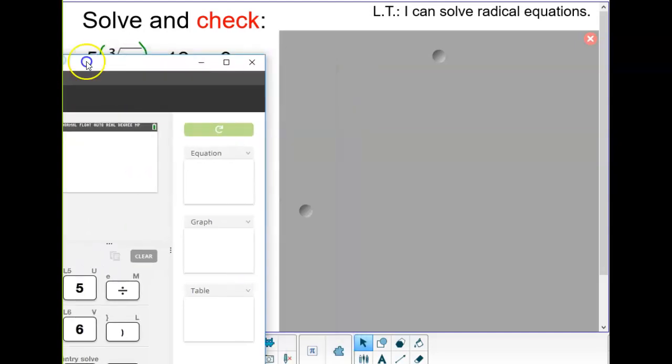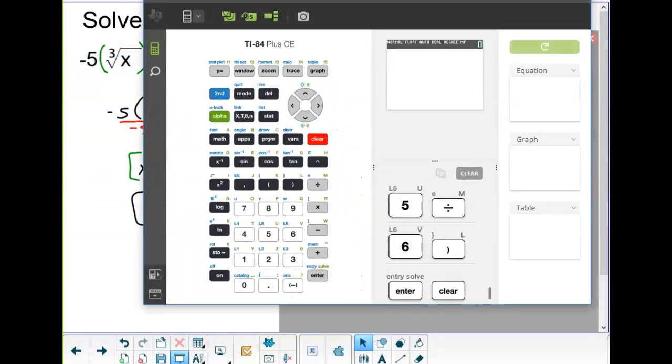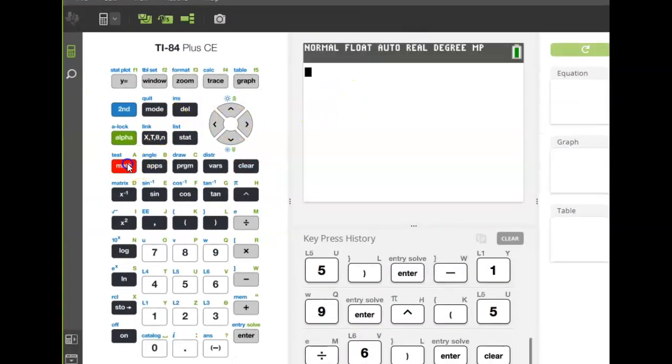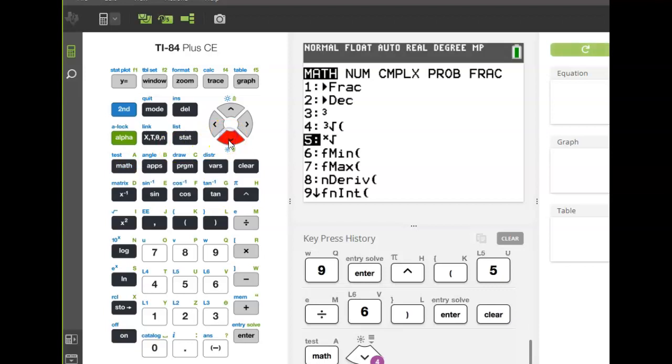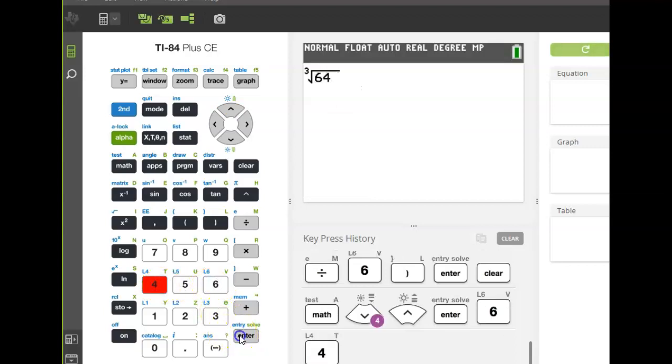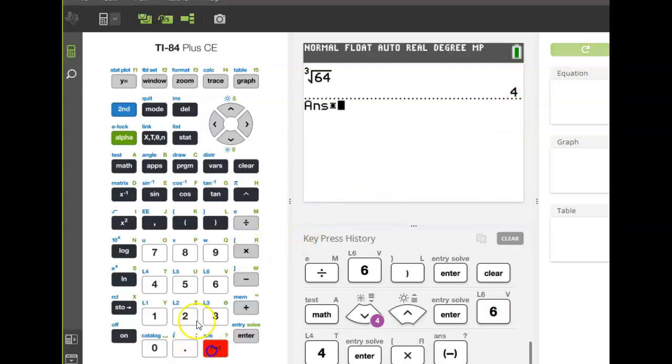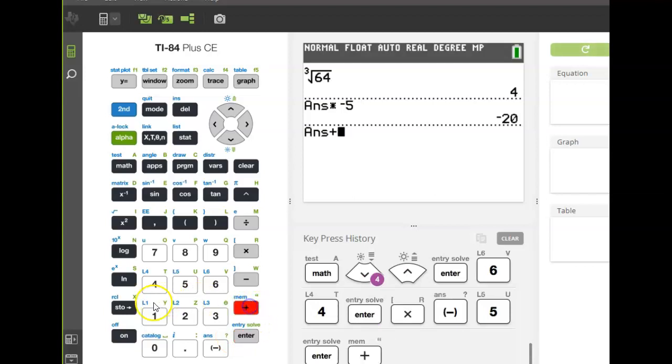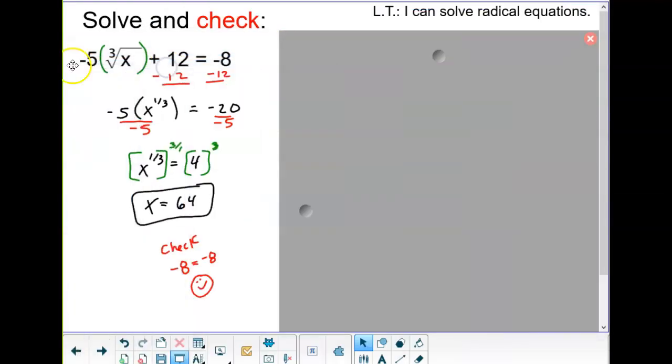Alright, I'm going to show you if you want to see how I would do it. This is what I would do. I would do math, option 4, that's the cube root, and then I take 64. I know that's 4. I'd take that answer and times it by -5. And then it said add 12. And you can see I get negative 8 for the left side, which is the same as the right side. Okay.